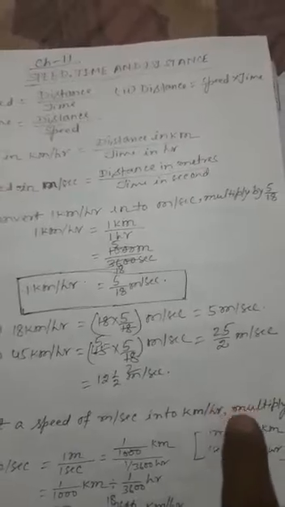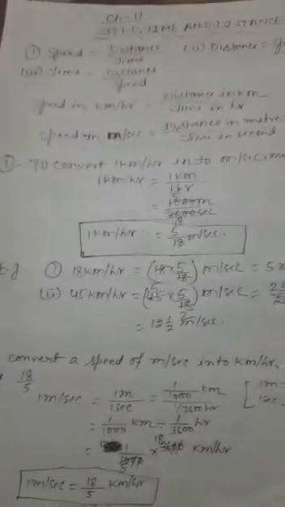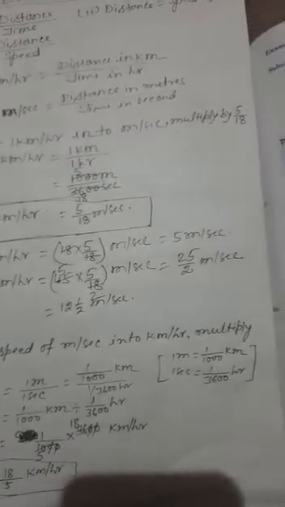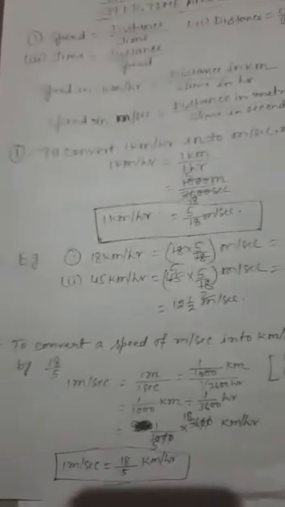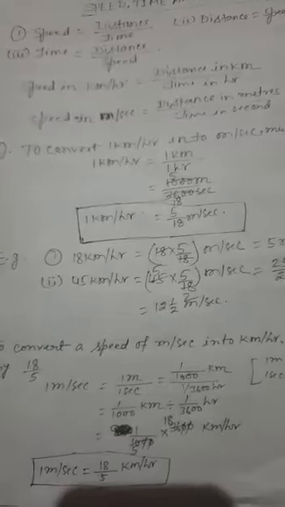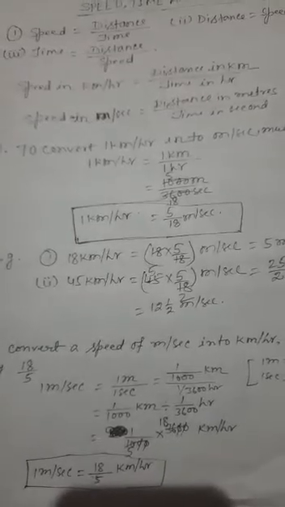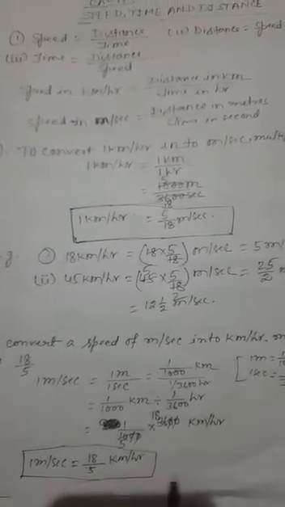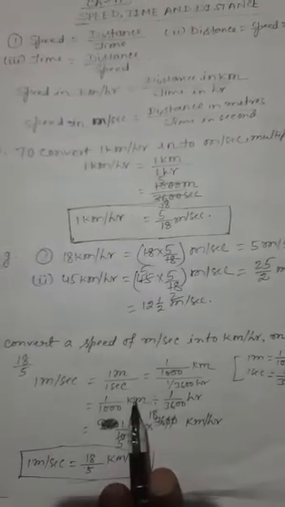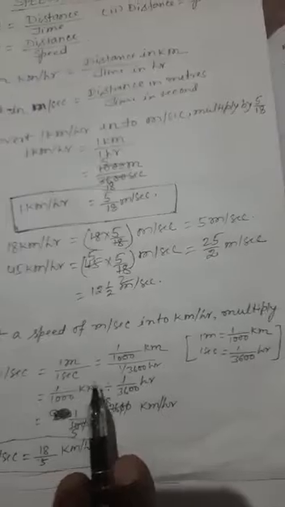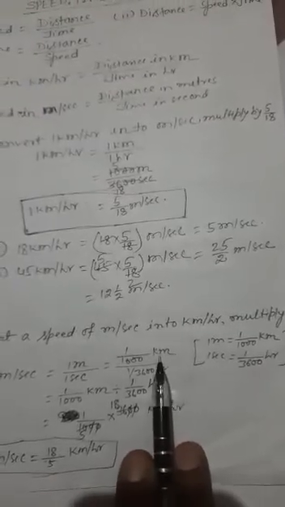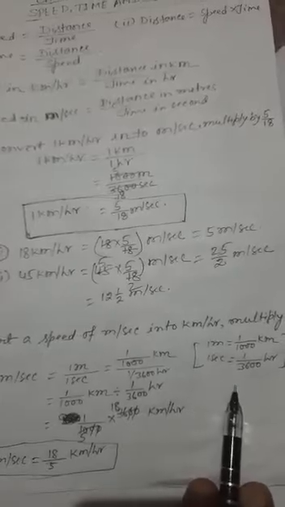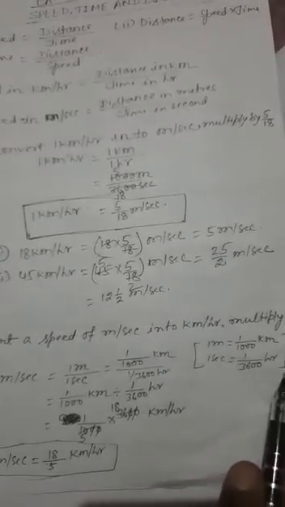Similarly, if you want to convert a speed of meter per second into kilometer per hour, we multiply it by 18 by 5. We are going to do the reverse of whatever we did earlier. Because 1 meter per second is equal to 1 meter divided by 1 second. If we convert 1 meter into kilometer, it will be 1 by 1000 kilometer, and 1 second into hour is equal to 1 by 3600 hour.